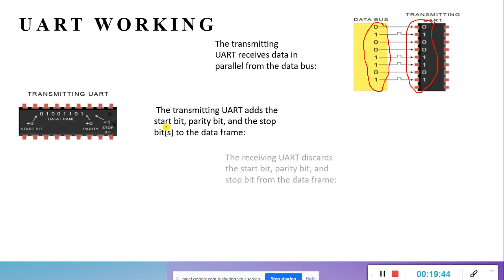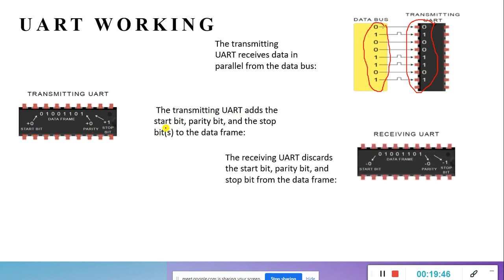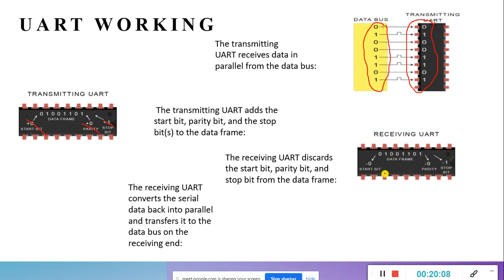Then the next job is to receive. While receiving, what we need to do is read this data bit, and we need to discard all these start bit, stop bit and parity bit. That's what we are doing here. Minus the start bit, minus the stop bit, minus the parity bit. Whatever the rest of the binary numbers are, that is your actual data.